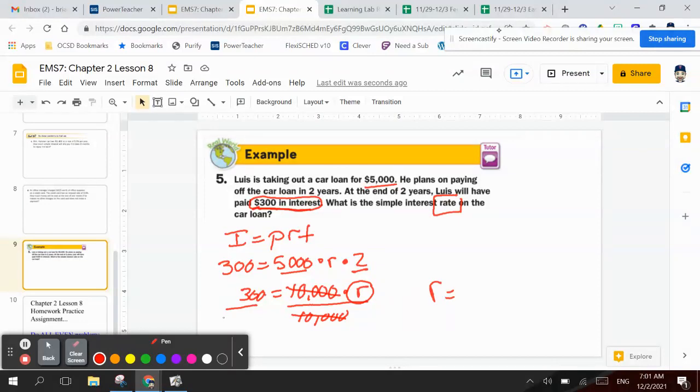So I take 300 and I divide that by 10,000. 300 divided by 10,000 is 0.03 equals R, but I want to know what percent that is. So I take 0.03 and multiply that by 100. That gives me my percent, which is 3%.